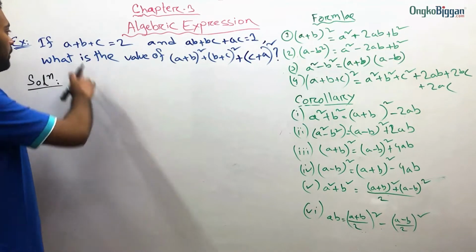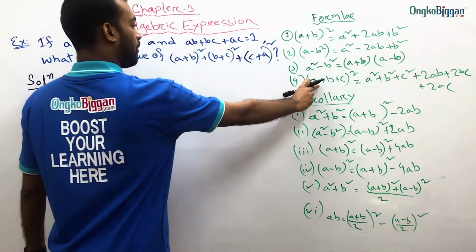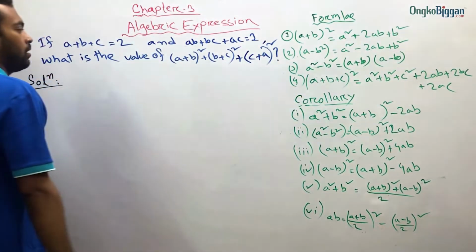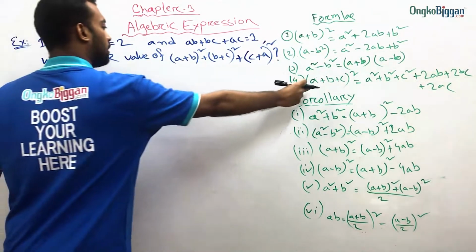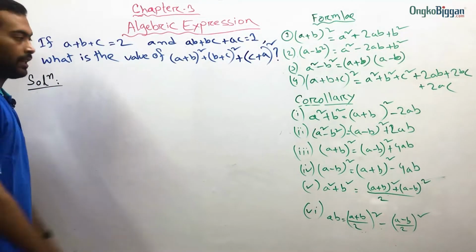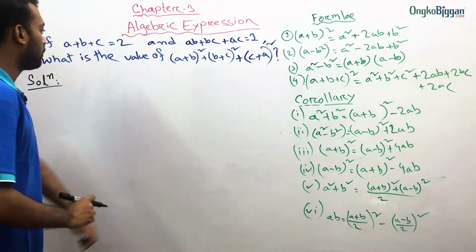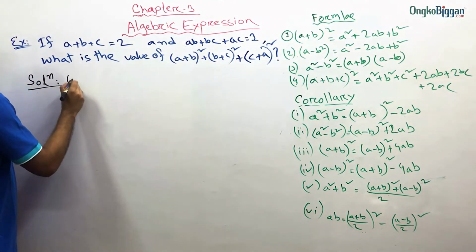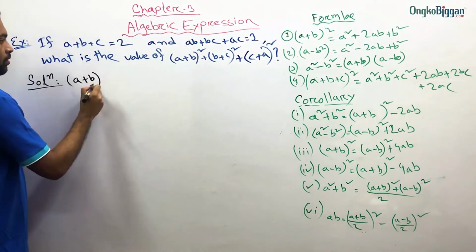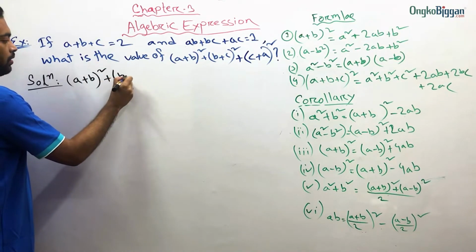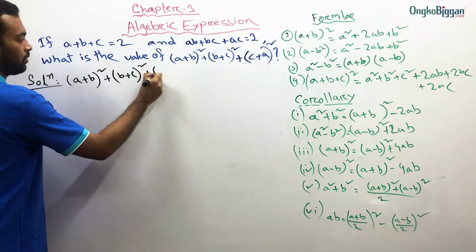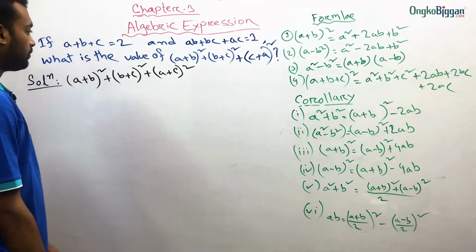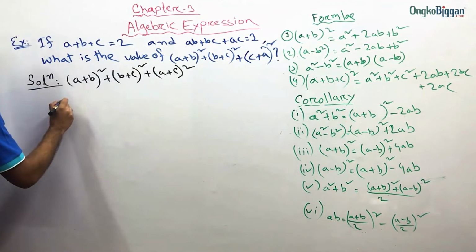Okay, so we have a plus b plus c, and here we have ab plus bc plus ac. We also have it there. So basically we get an idea that we can use this formula for solving this math problem. So let's see how we can do this. Basically we have to find the value of (a plus b) whole square plus (b plus c) whole square plus (c plus a) whole square. So doing all this, let's see what we get.